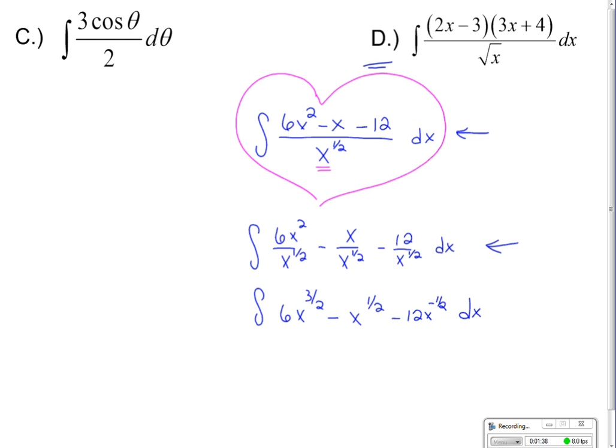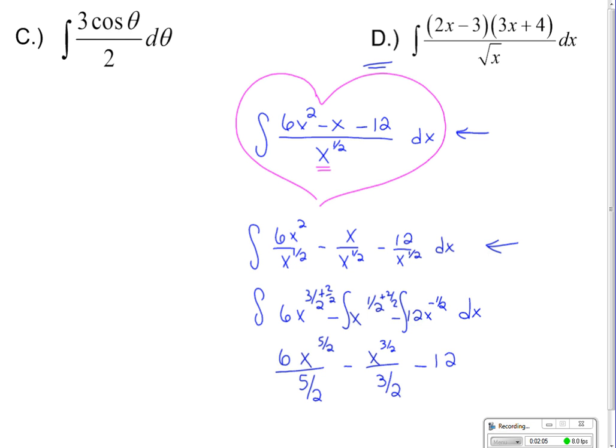Now for the integration. I'm going to think of each one of these individually, and I'm going to integrate each individual term. So I'll have 6x. Add 1 to this, which is like adding 2 over 2. It's going to bring me to 5/2. Divide by 5/2. Minus x to the 1/2, add 2 over 2, and I'm at x to the 3/2, divide by that new power 3/2.